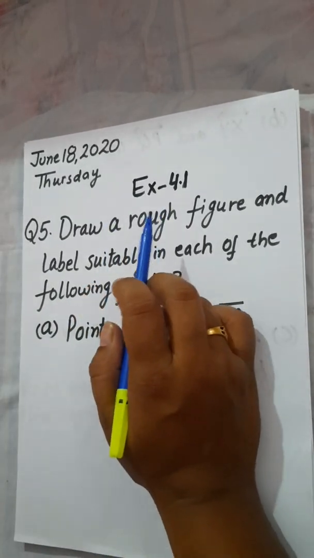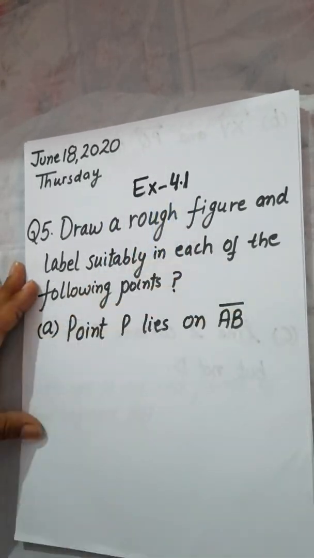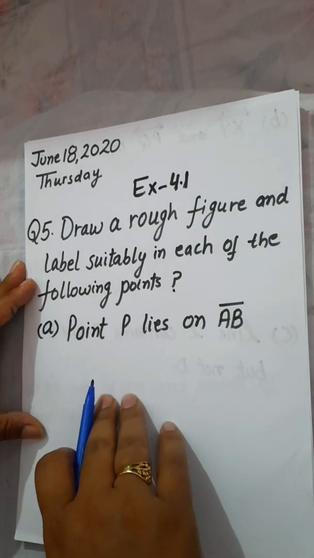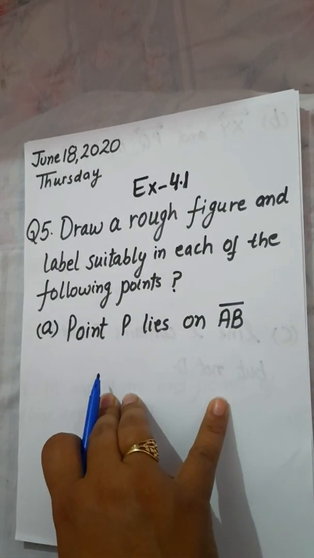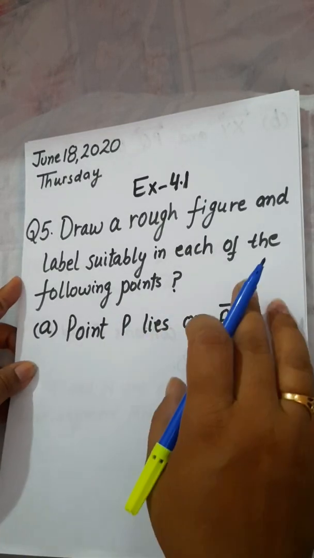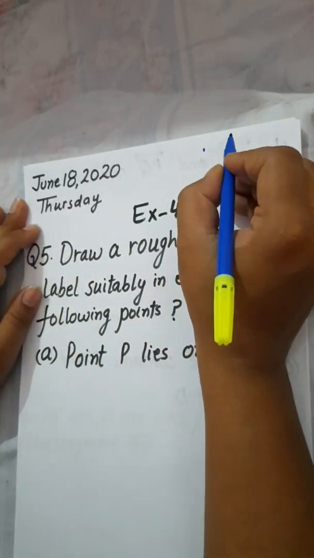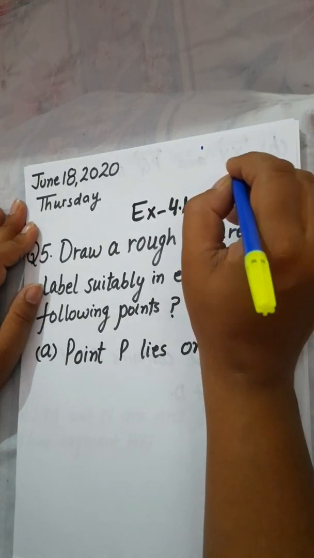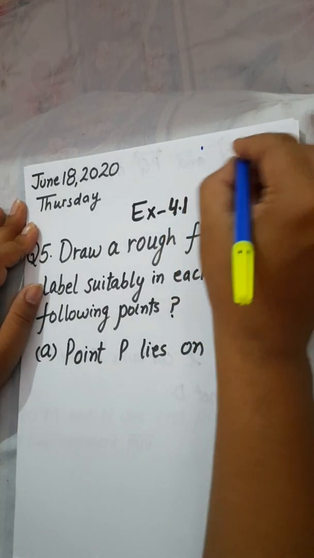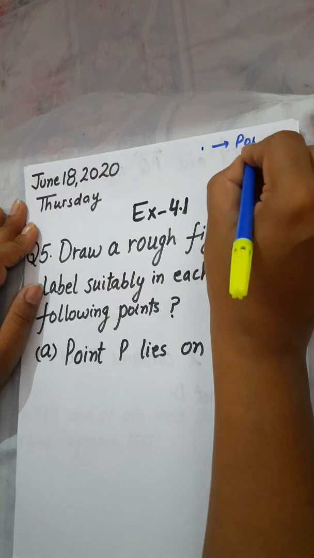Dear student, in this video we will continue our exercise 4.1 from question number 5. Before starting question number 5, let's recall what we did yesterday. We did first, this is a point. Whenever you mark a small dot on the page, it is a point. This is known as a point.